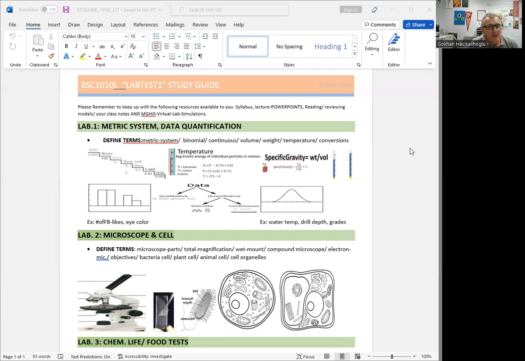We also measured a number of items there, and we made a graph. Make sure that you know how to make a graph and how to read a graph. Examples, like eye colors, Facebook likes, those are more qualitative, but water temperature, drill depth, and grades are more quantitative types of data.